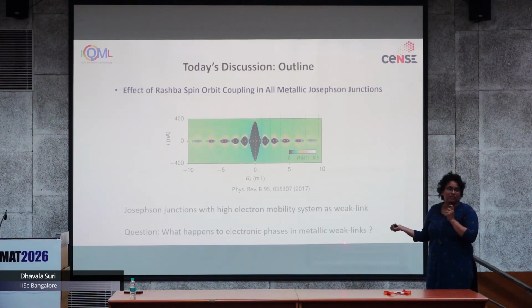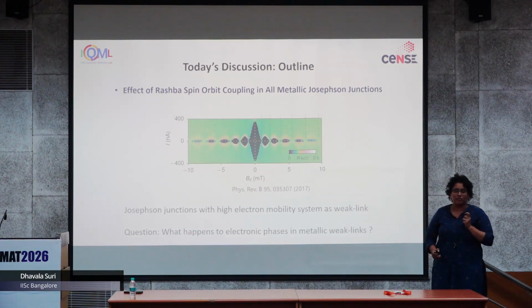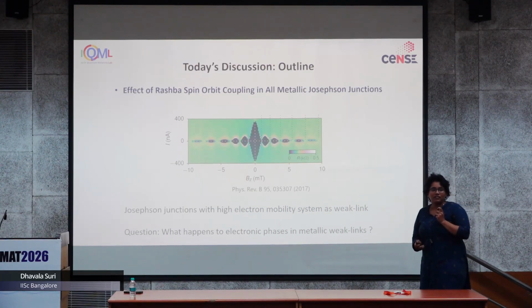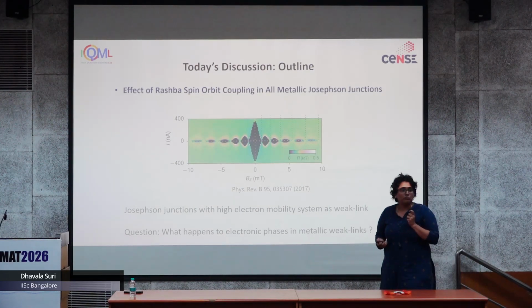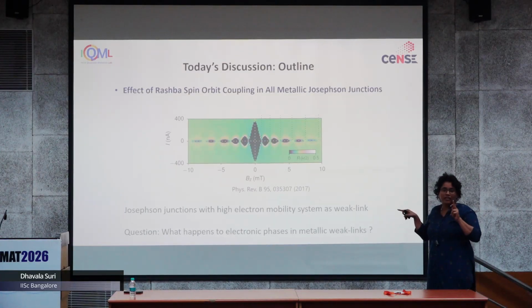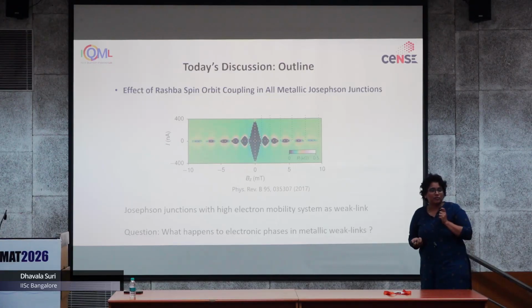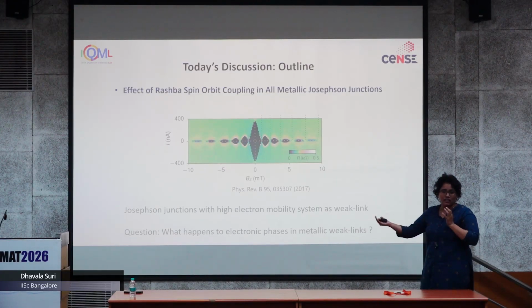So maybe not many will actually pursue this path, but things will become much simpler if metallic systems displayed this property. But there is a catch, that metallic systems have very small mean free path, because of which you need to make the weak link length really very small, and this is a nanofab challenge. So nature is unkind that way.